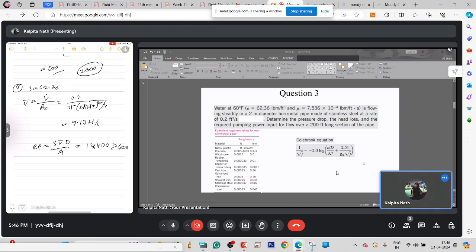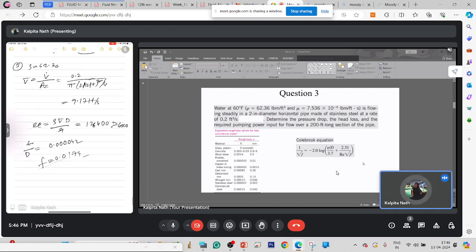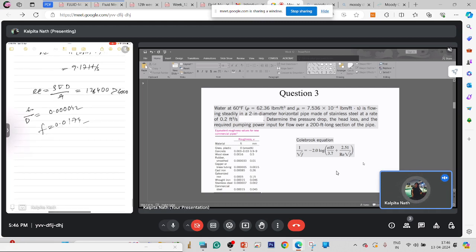Now epsilon by d is 0.00042. So from Moody's chart, f we got as 0.0174. And also from the Colebrook equation, if we put the values and solve by using a solver, we'll get 0.0174.